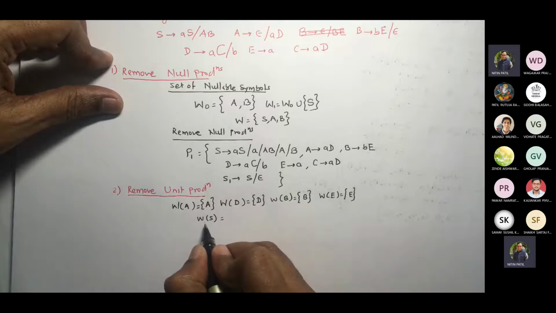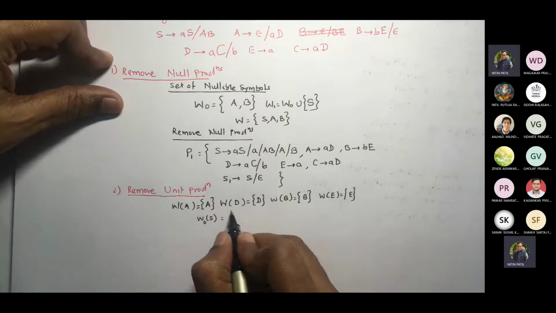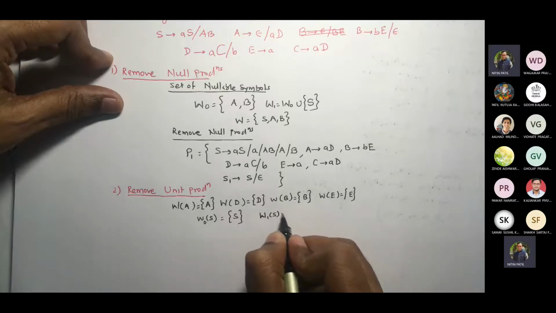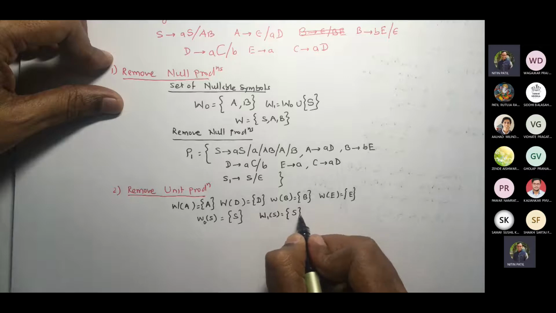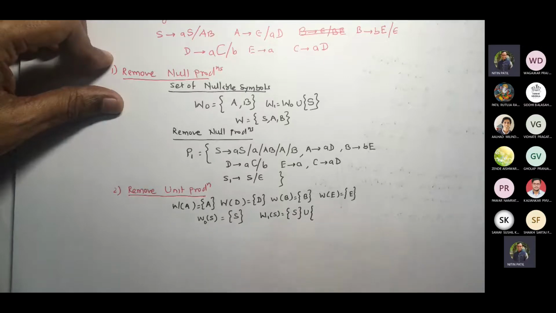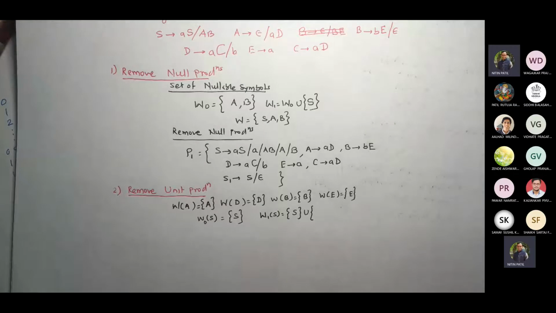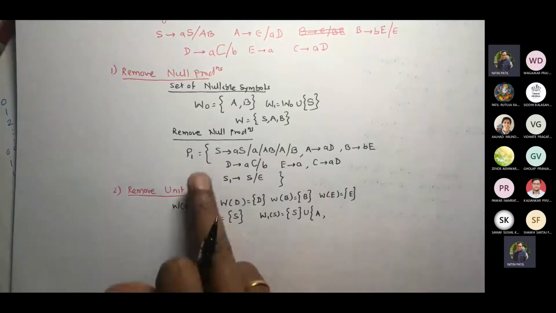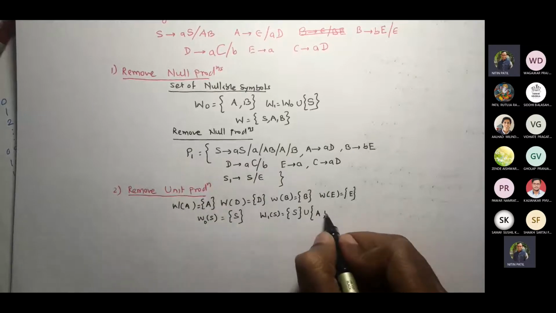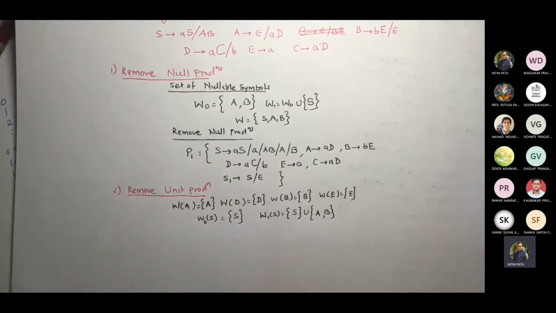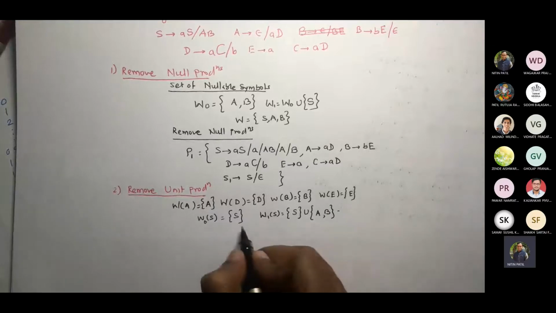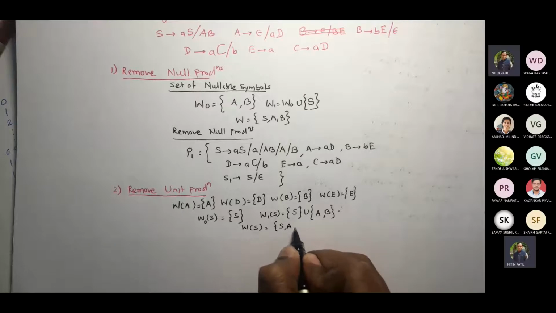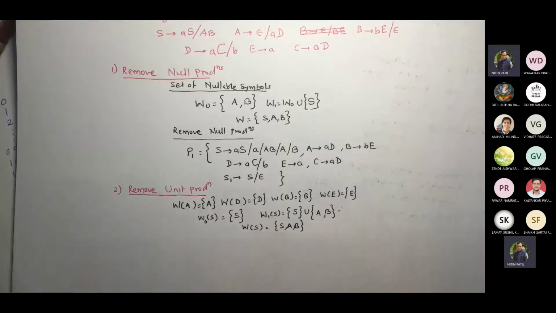Now W of S. Now it would be W0 of S, correct? Initially, what do you add there? S. What would be W1 of S? Equal to the previous W union. Try to see, do you see any unit production there for S? Yes, S gives A. That's why this A is added. S gives B. That's why this B is added. So W of S would be S, A, and B. Is that fine?